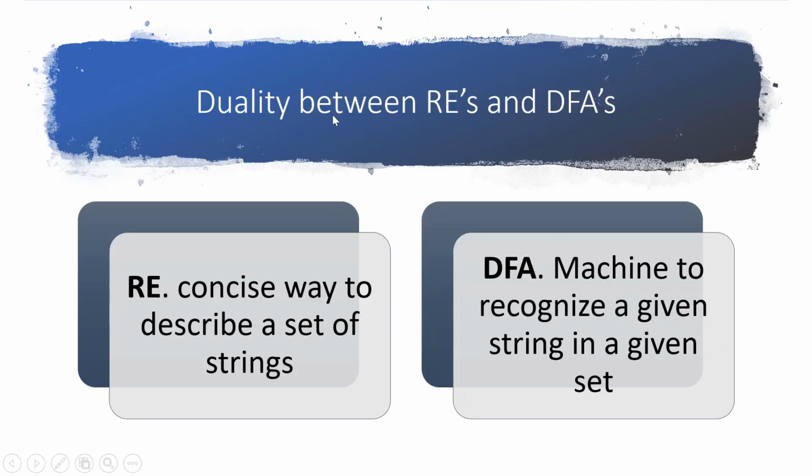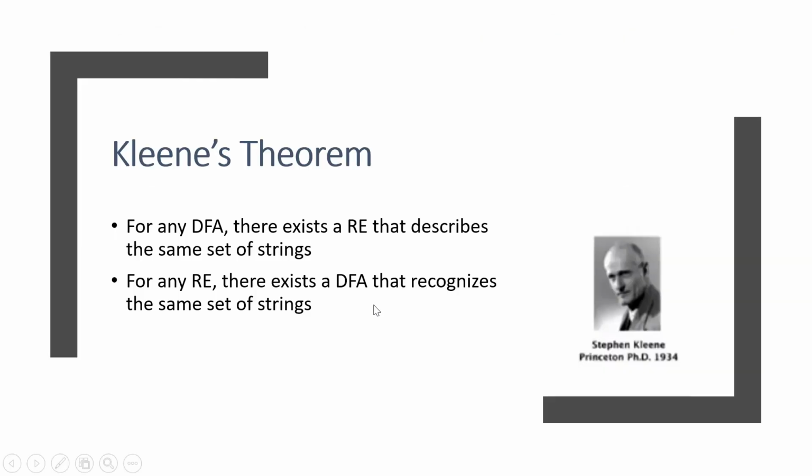There's a duality between regular expressions and DFAs. In other words, a regular expression, we say, is a concise way to describe a set of strings, and a DFA is a machine to recognize a given string in a given set. Regular expressions and DFAs are equivalent. That is, given a DFA, it describes a regular expression, and given a regular expression, it describes a DFA. Later we will learn how to build DFAs by first building an NFA to recognize regular expressions.